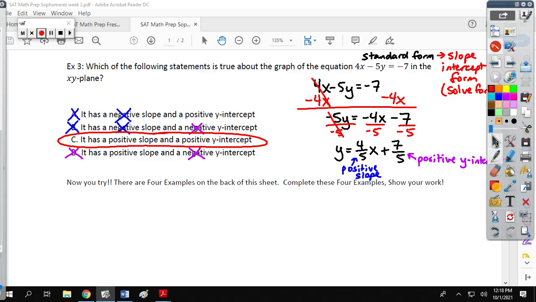Okay, folks, it's your turn now. On the back of the sheet are 4 non-calculator examples. So again, you are not allowed to use your calculator. Turn the paper over, complete as many of those as you can in the remaining time. Thank you for your time and attention.